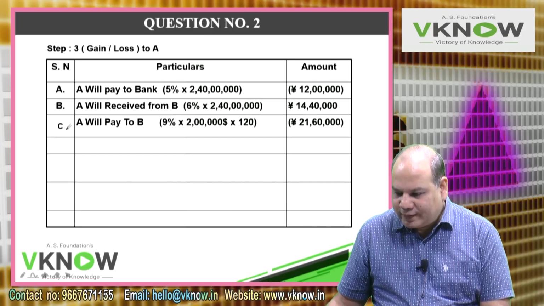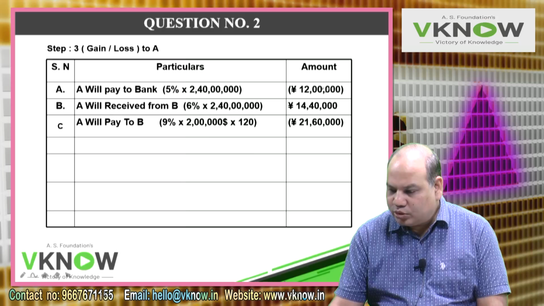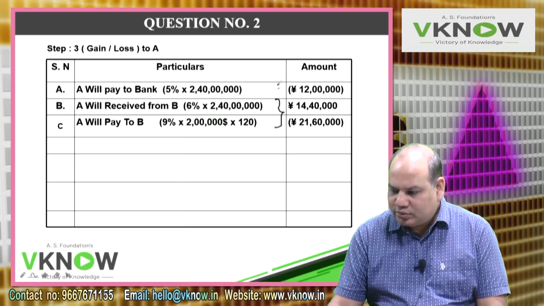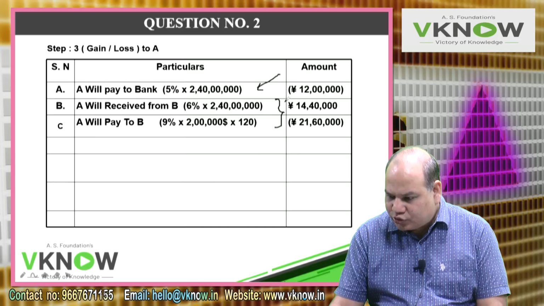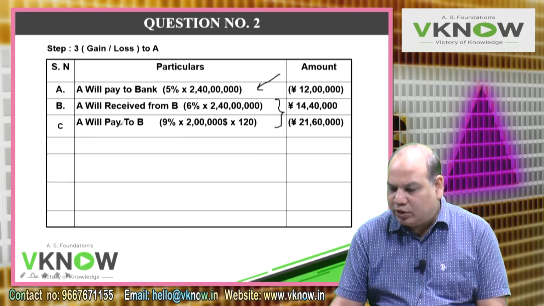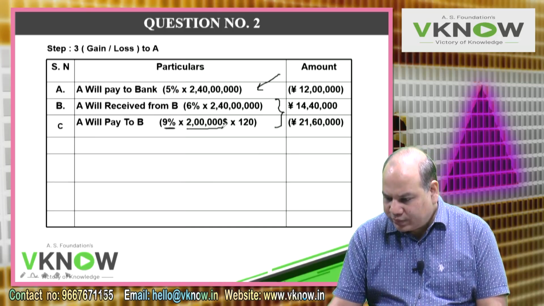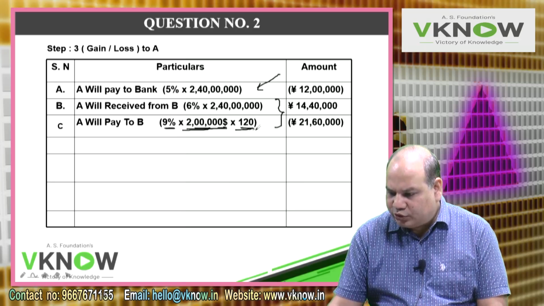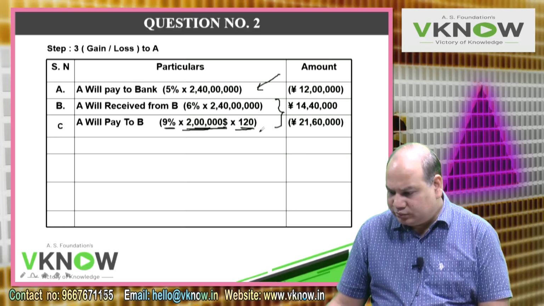Then write down point number C. A also has to pay to B. These two transactions are swap deal. You receive and you pay. This is with the original banker, and these two transactions are swap deal transaction. So A will have to pay to B 9% of 2 lakh dollar, and exchange rate is 120, so that all the figures appear in the same currency. So that comes to 9% of 2 lakh dollar into 120.